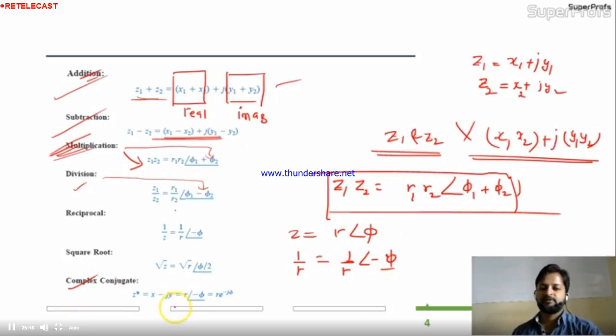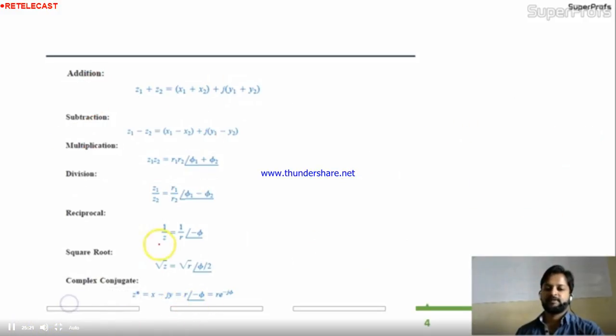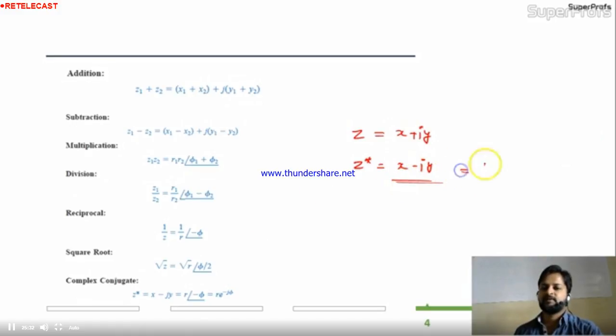Come to the complex conjugate. What is the complex conjugate? See, let me erase it first. If z is x plus jy, the complex conjugate will be x minus jy. What is the magnitude of this? The angle of this is nothing but minus phi. So if you are conjugating, the magnitude will not change, but the phase will change its sign, meaning plus will convert into minus, correct?